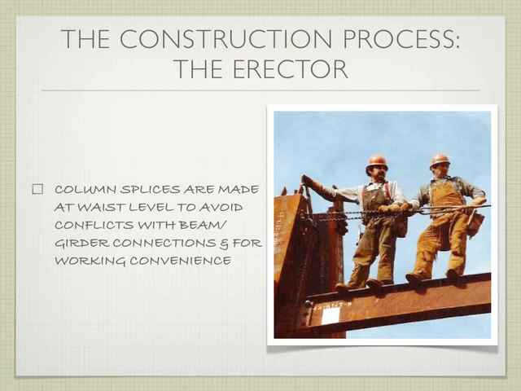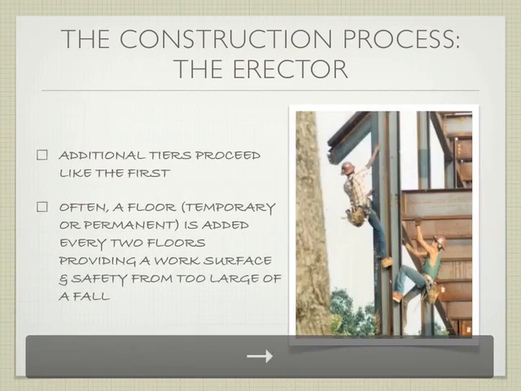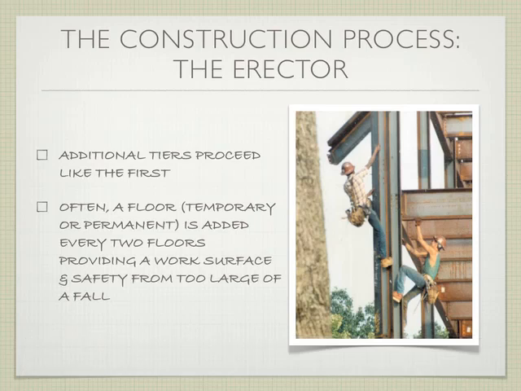If we think about having a joint of a column occurring right here, you have the floor coming in, and it's one more piece that you're trying to work through. If you have the column continuous, it's much easier to make this joint, so there aren't those conflicts. Once we have that first 2-story or 3-story piece, we'll move up the building. Generally speaking, there's going to be a floor. It could be temporary, it could be a permanent floor, and we'll talk about permanent floors down the road.